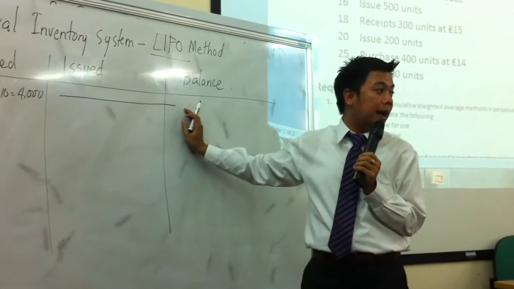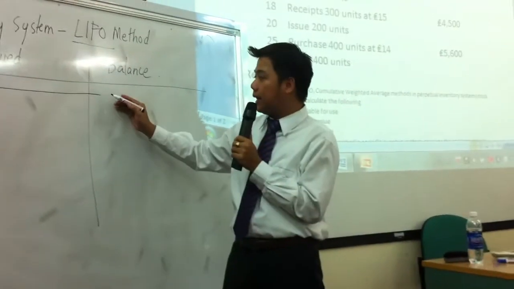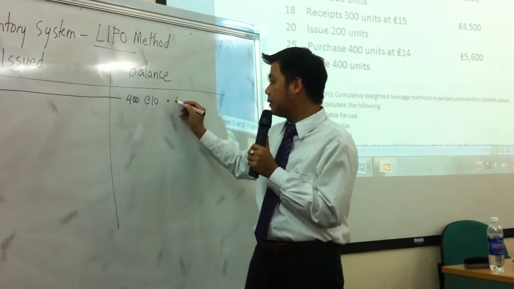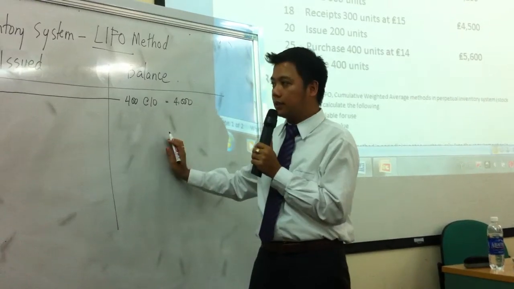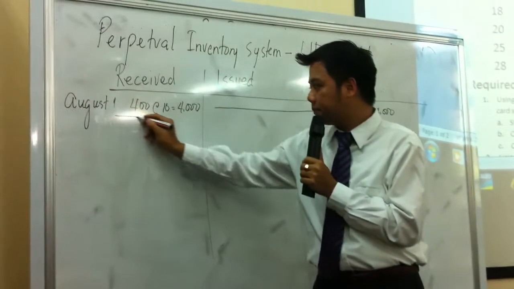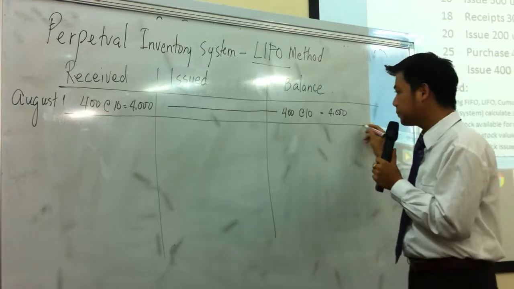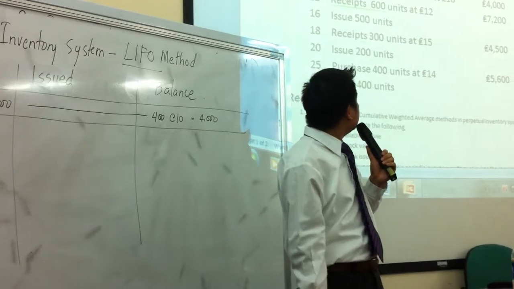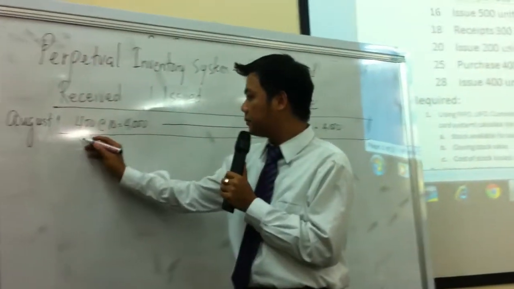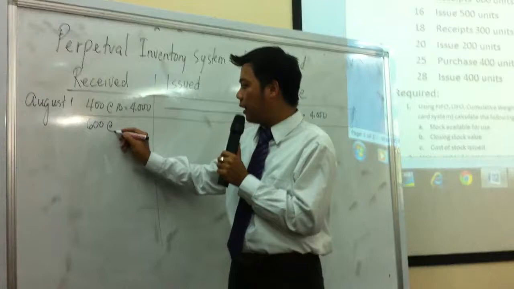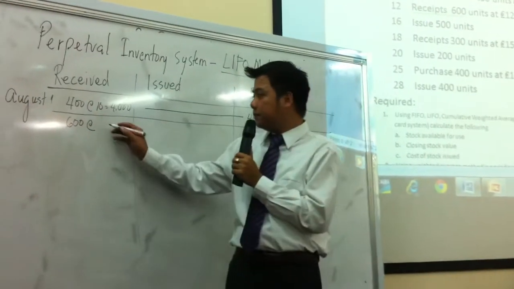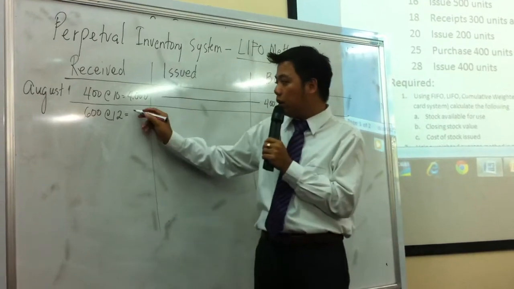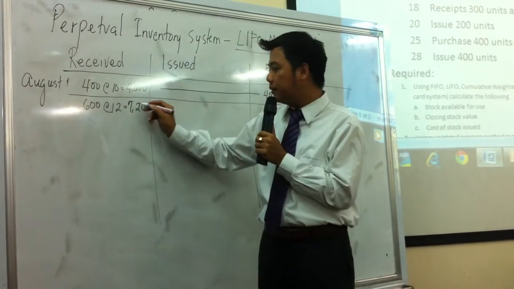So similar to FIFO, we need to bring this to our balance. So that is 400 at 10, and that is 4,000. Next. We have receipt. 600 units at 12. And this is how much? 7,200.